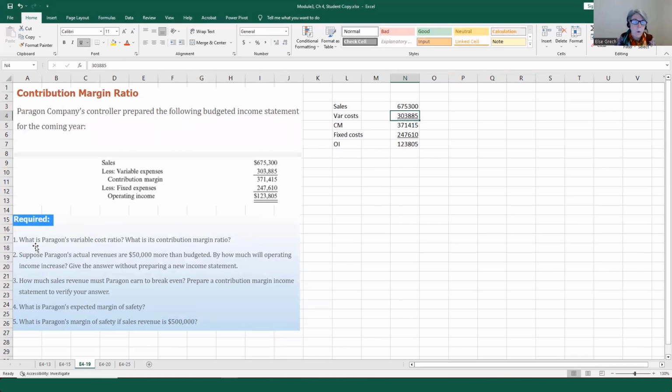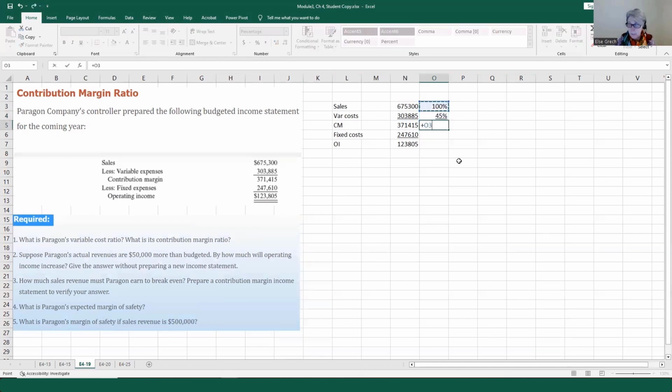There we go. What is their variable cost ratio? The ratios are always the same. Sales revenue divided by sales revenue is always going to be equal to 1. Variable costs divided by the sales price, 45. That's what we're talking about. I'm going to change this to percentage. So this is 100%. This is 45%. I don't even have to do very much calculation. I can already calculate this. If I subtract it, this is going to be 55%.